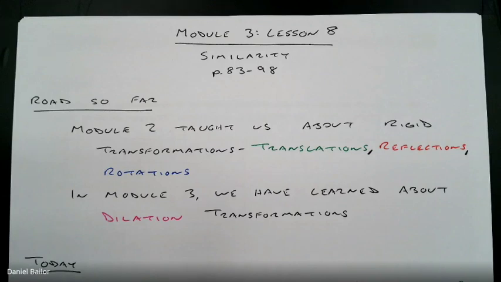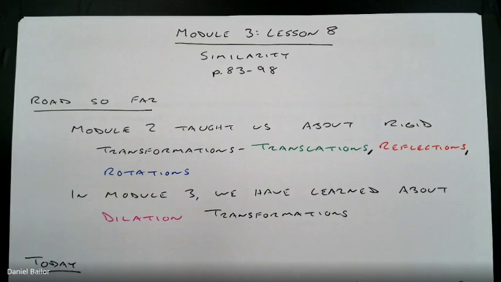Let's start talking about our notes with the road so far. What have we been doing so far this year in math? Well, in Module 2, we learned about rigid transformations. Please copy down these notes as I talk about them. If I go too fast, remember you can always pause the video to finish writing your notes. Module 2 talks about the rigid transformations, about translations, reflections, and rotations. We use those to prove congruence.